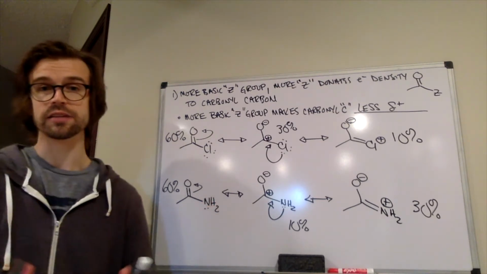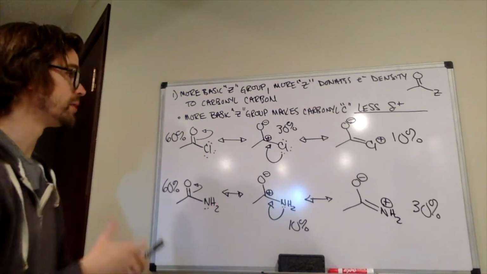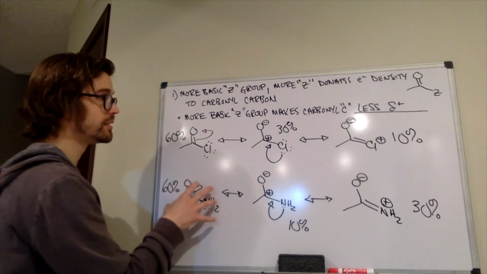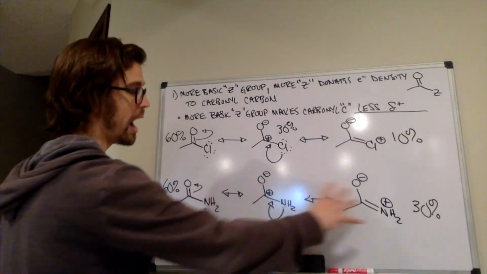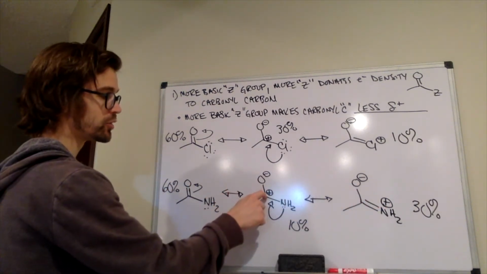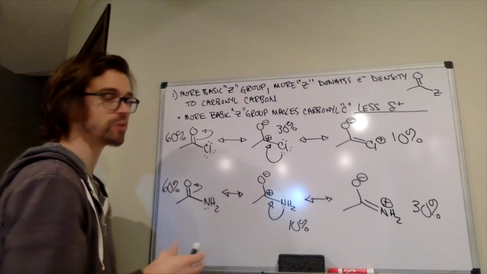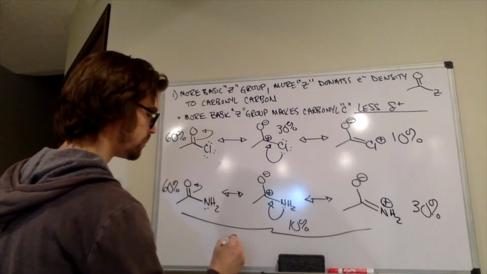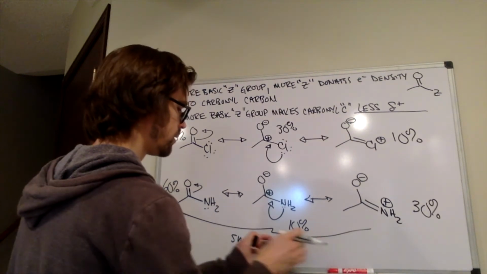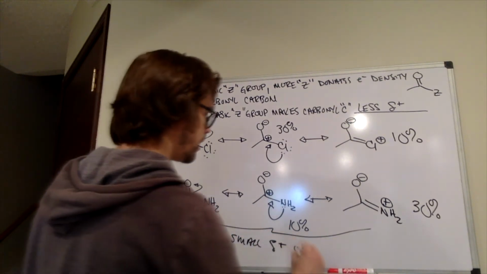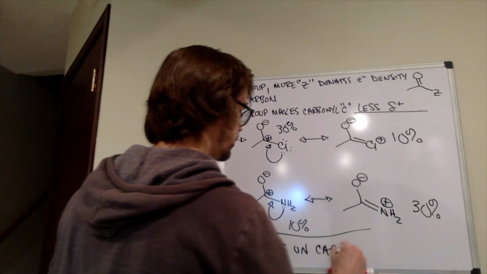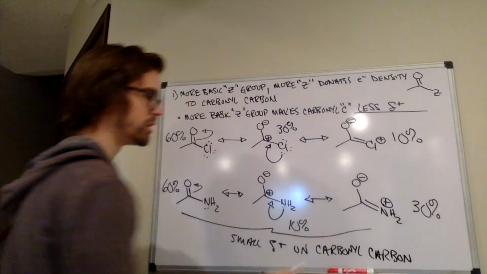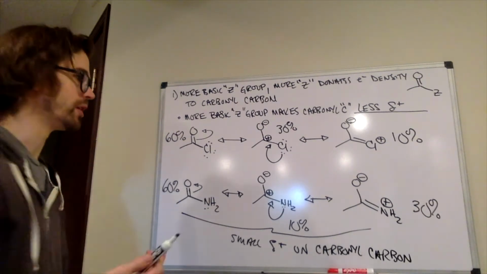NH2 is much more likely to donate those electrons. It's the more basic Z group. So if we show the hybrid of all 3 of these, the partial positive of the amide is going to be really small. So for these 3, we have a small partial positive on the carbonyl carbon, because the nitrogen is willing to give up its lone pair of electrons.